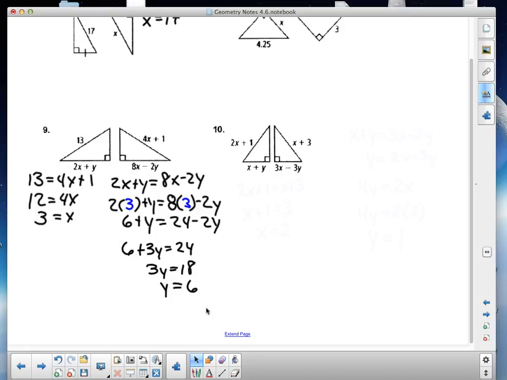Do the same thing in the next one. Set up your x's, your hypotenuses, and set up your legs, and notice that the legs have a y in them, and the hypotenuses are just x. Solve for the x relationship, and then plug your value of x in where you see x in the other to solve for y. Go ahead, turn it off, and try it on your own.